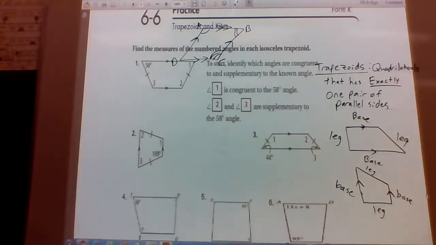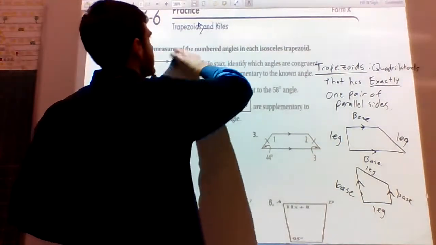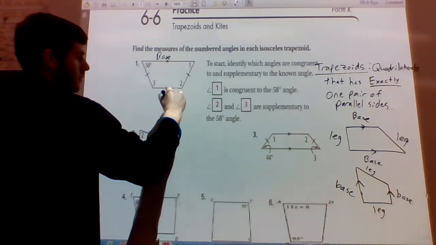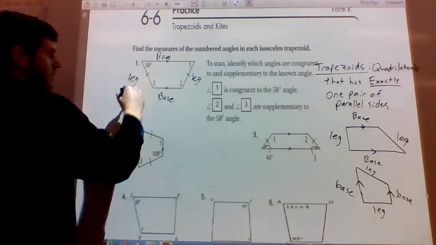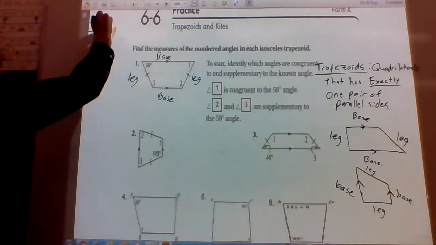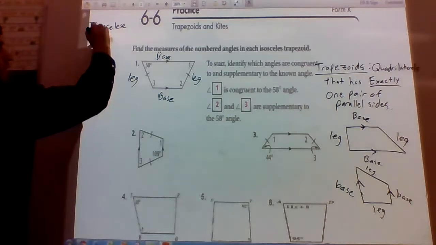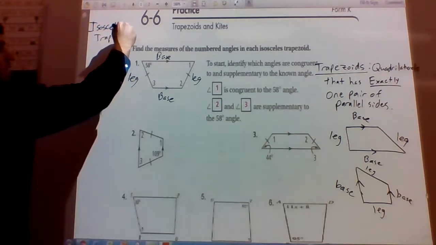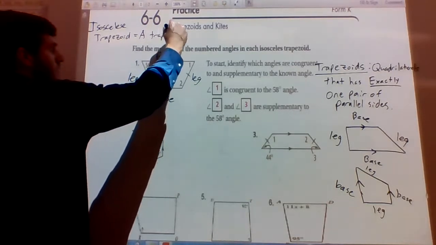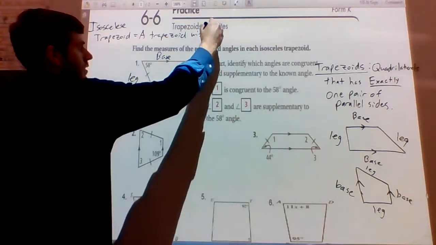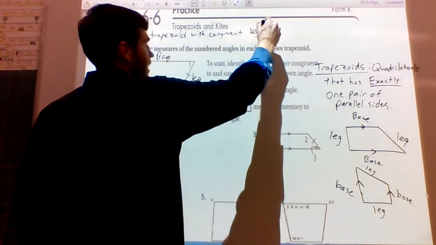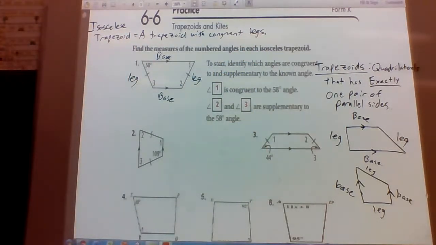So if we go back to 1, 2, and 3, we now have an isosceles trapezoid. So again we have base and leg, but in this case our legs are congruent. So an isosceles trapezoid is going to be a trapezoid with congruent legs. So we're going to define an isosceles trapezoid as a trapezoid with congruent legs.